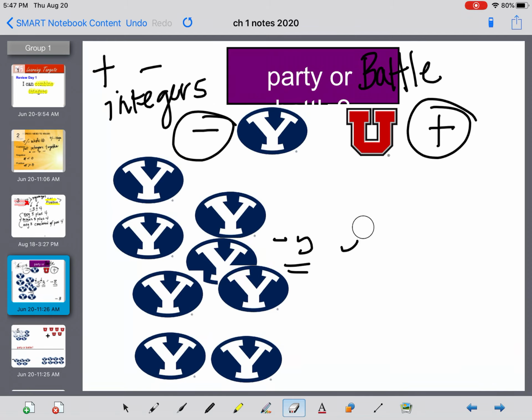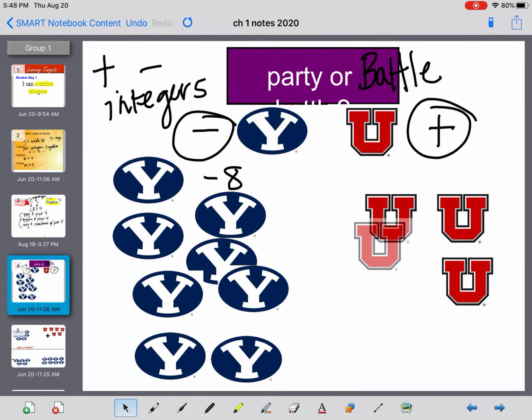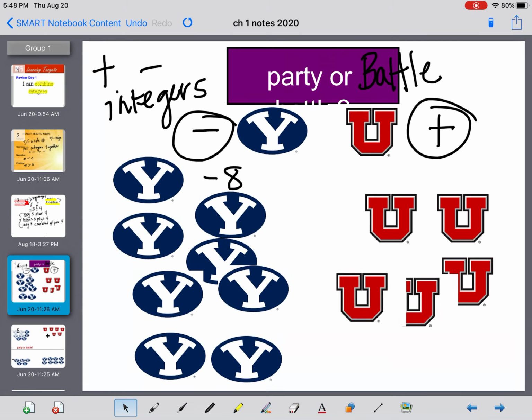So what if I have 2 different teams, right? Because we said party or battle. So we've talked about a party when they're on the same team and they all get together. So we started out with negative 8 total BYUs over here. Well, what if, now in my same parking lot, I don't get BYU players, I get some U of U players, right? So now I'm combining my negative 8 with a positive 5. Well, these are 2 different teams, right? So this is going to be a battle.